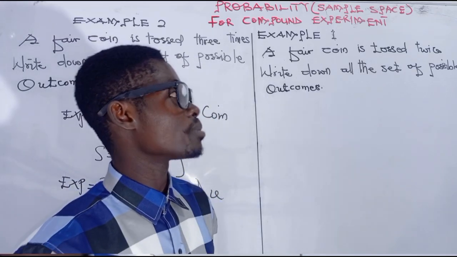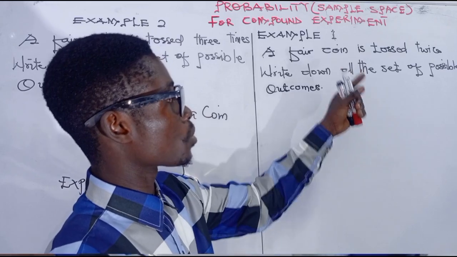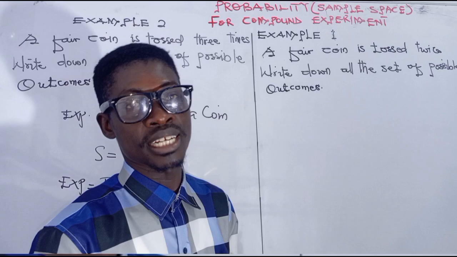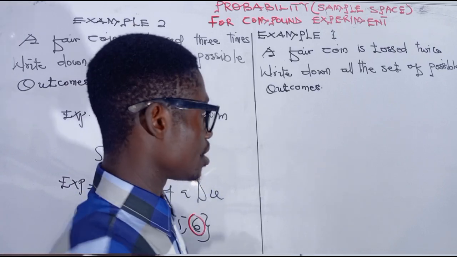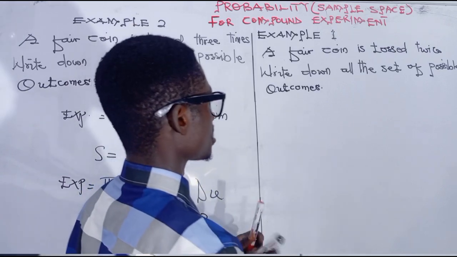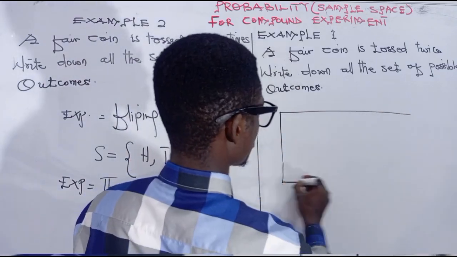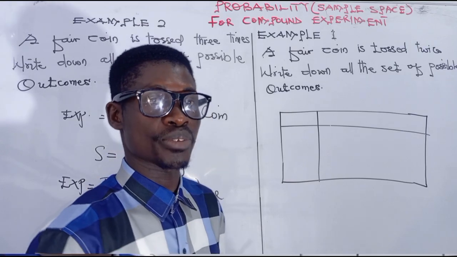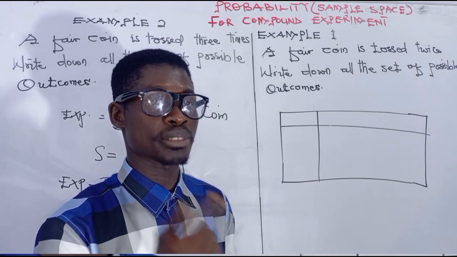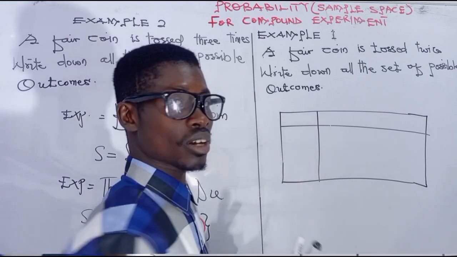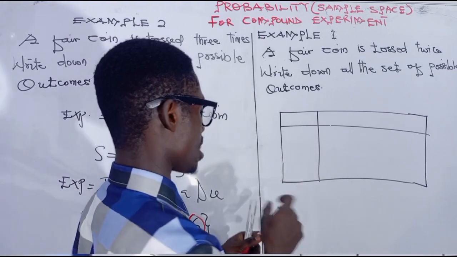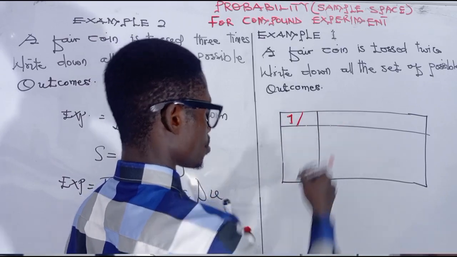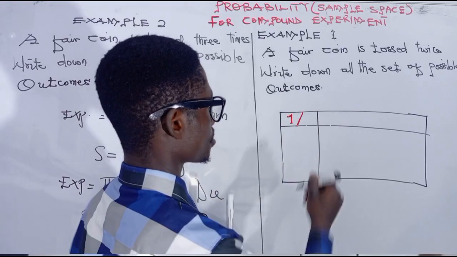In listing the sample space for tossing a coin twice, we are going to use two approaches, that is the table method and the tree diagram. So we are going to draw a nice table to represent it. We are saying that we are going to toss the coin 2 times. So we are going to use this column to represent the first toss, and then we are going to use this column to represent the second toss.